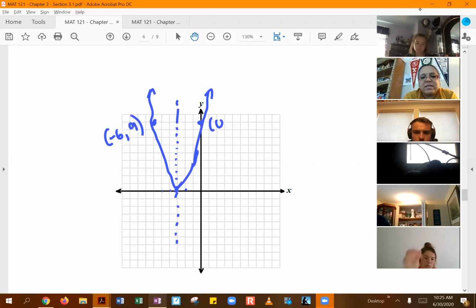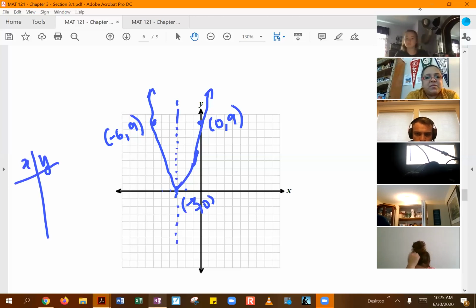We've got 0, 6, 0 and +9. Then of course our vertex was at -3, 0. Or the other thing you could have done is just create a table. And we know -3, 0 is our vertex. So go on either side.